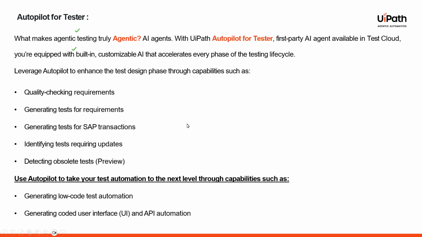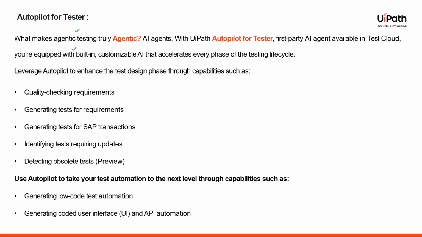So Autopilot for Tester is what truly makes testing agentic. It brings AI agents directly into the testing workflow, giving testers built-in intelligence that accelerates every phase of the life cycle.